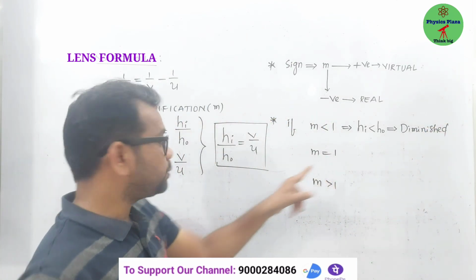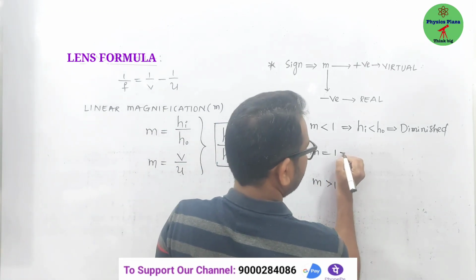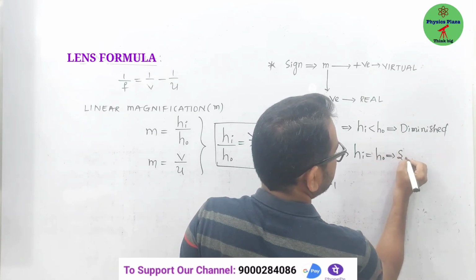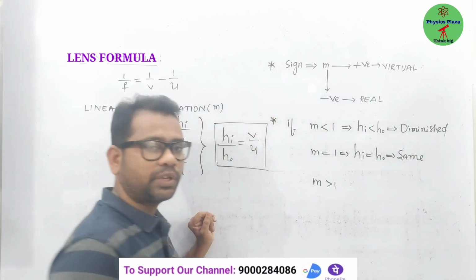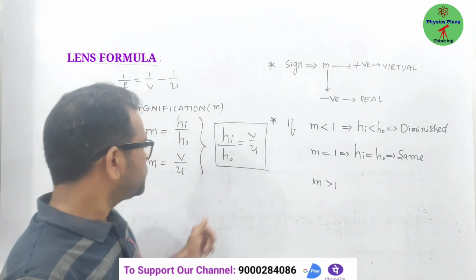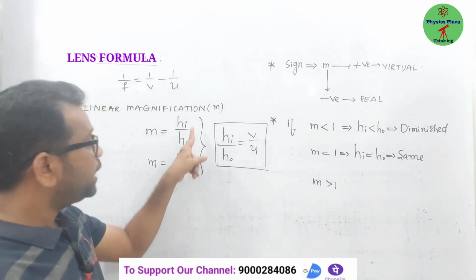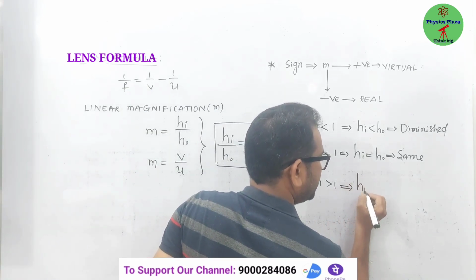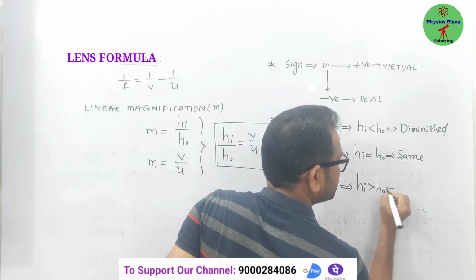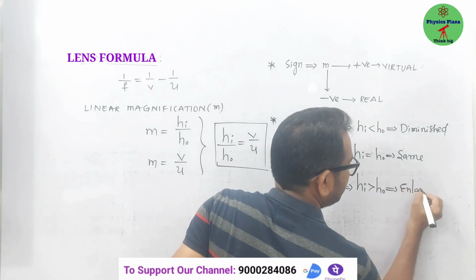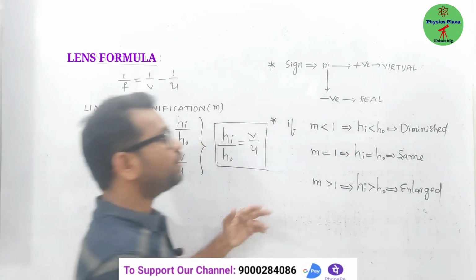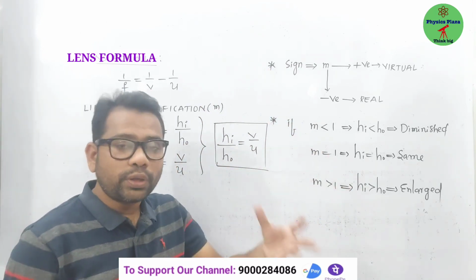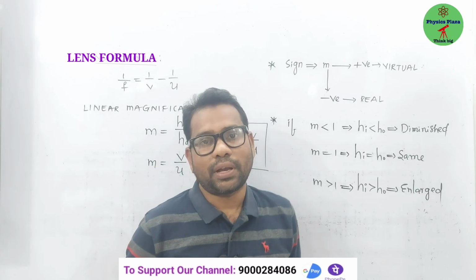m is equal to 1. When is it possible? When both must be equal. Which means image height must be equal to the object height, so the image is the same size. Image size is equal to object size. When can m be greater than 1? The numerator must be greater than the denominator, which means image height must be greater than the object height. So here it is an enlarged or magnified image. This is the information we can understand by knowing the value and the sign of the linear magnification.